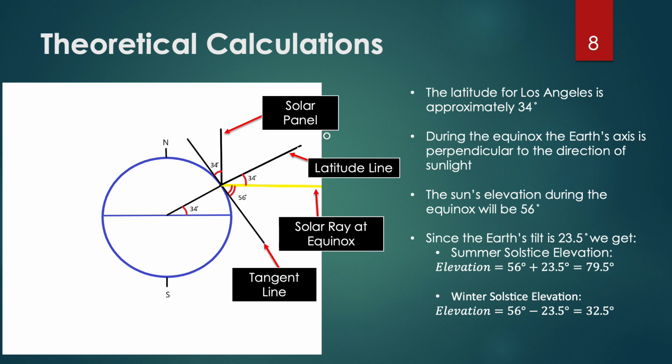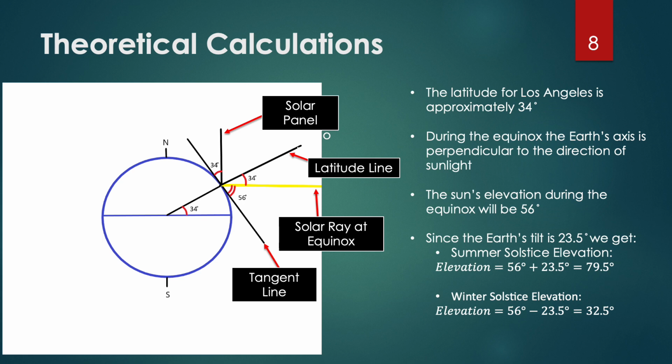So we have a drawing here of the Earth, and then there's a line. The latitude at 34 degrees takes us to the surface where Los Angeles should be, and this tangent line here represents the surface. And then this yellow line here is going to be the solar ray at the equinox. And so the tangent line, the surface line, and the longitude line create a 90-degree angle.